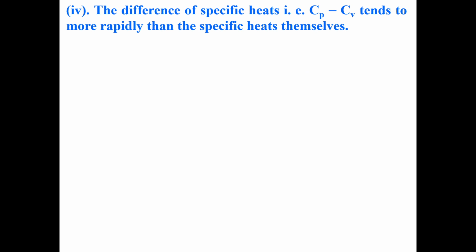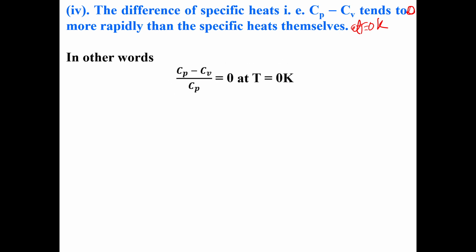Next application is the difference of specific heats, which is Cp minus Cv. This tends to 0 more rapidly than the specific heats themselves at temperature 0 Kelvin. So let's prove this fact. In other words, mathematically, Cp minus Cv divided by Cp is 0 at 0 Kelvin.